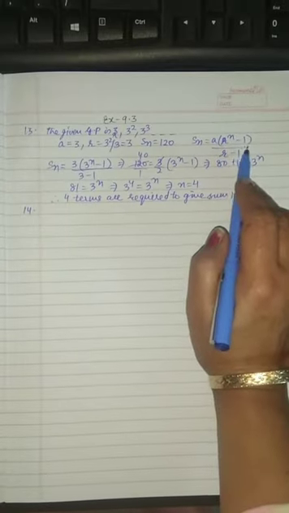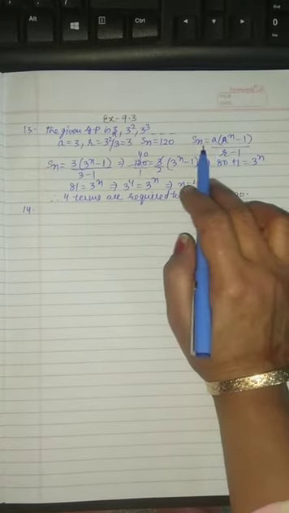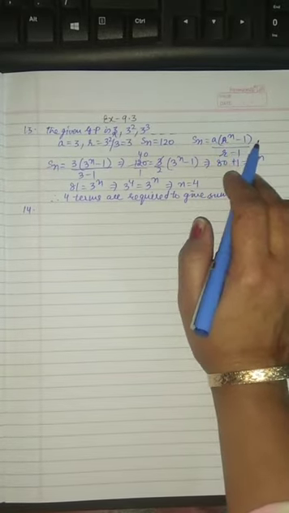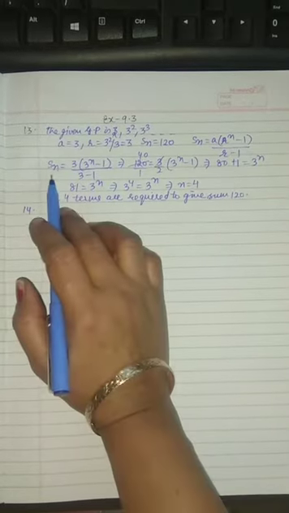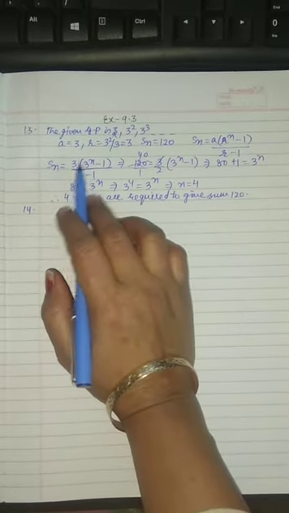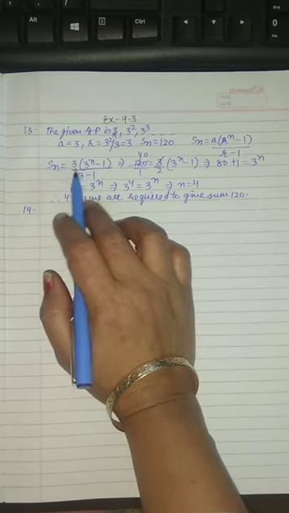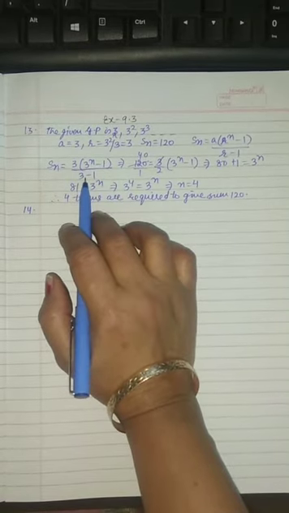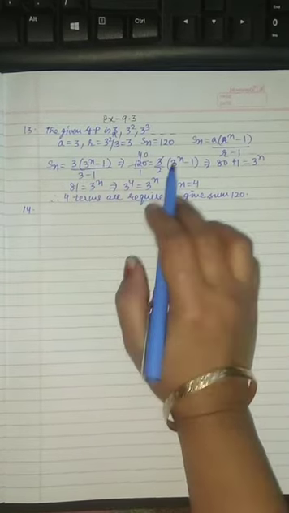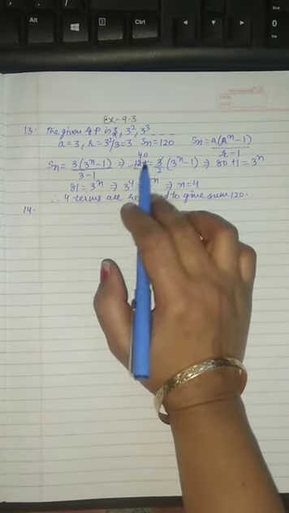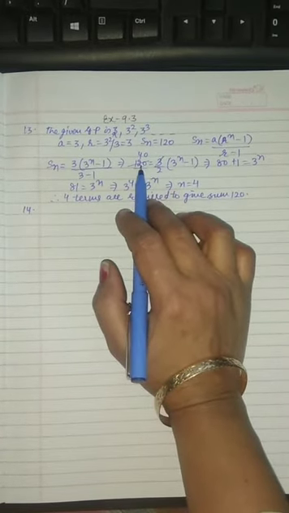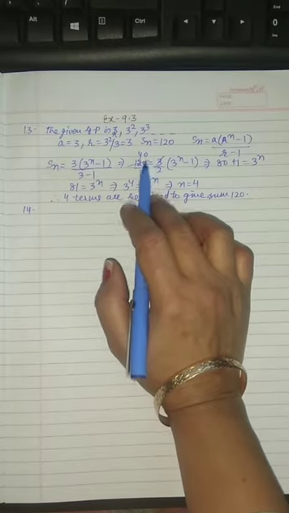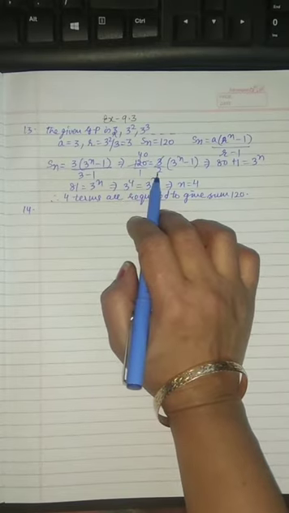We will use this formula for finding the sum. Sn is equal to A (R^n minus 1) upon R minus 1. So Sn is equal to, A is 3, R is also 3, so 3 into (3^n minus 1) upon 3 minus 1, which will give us 3 by 2. Now 3 and 120 will be cancelled, and we got 40, and 40 into 2 is 80.